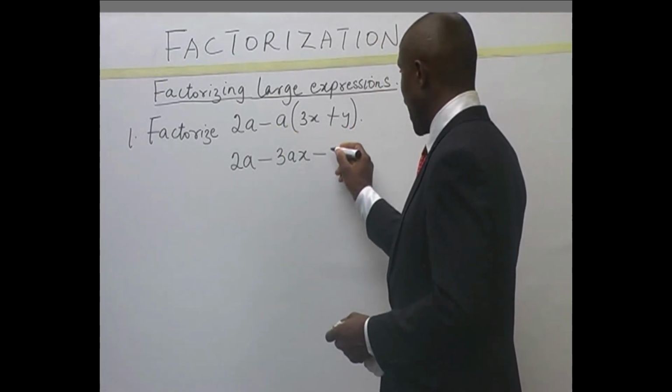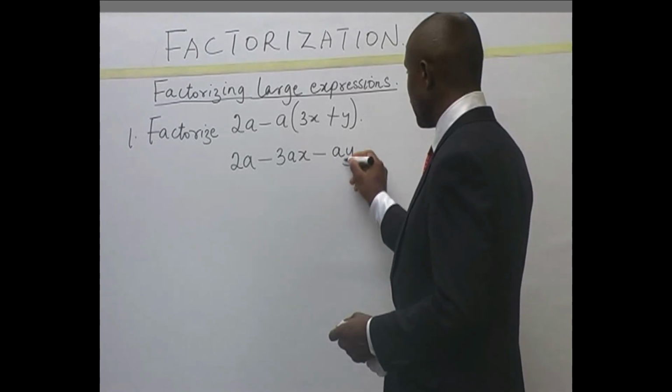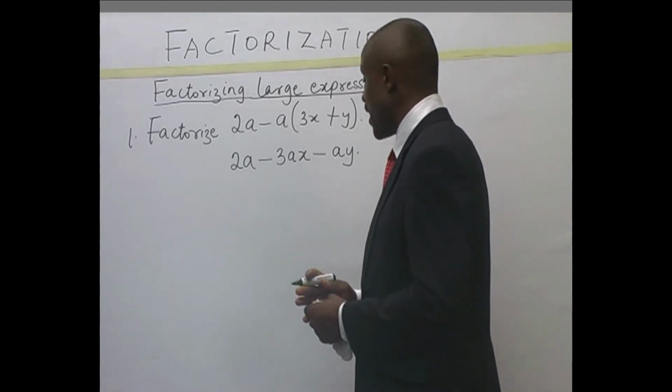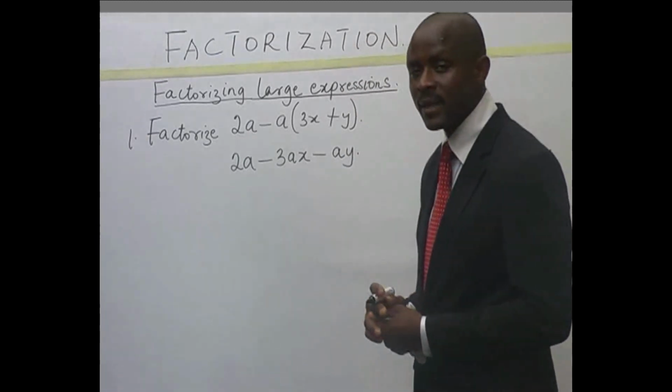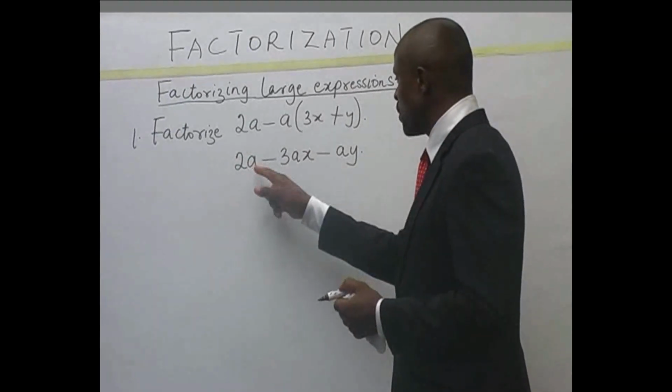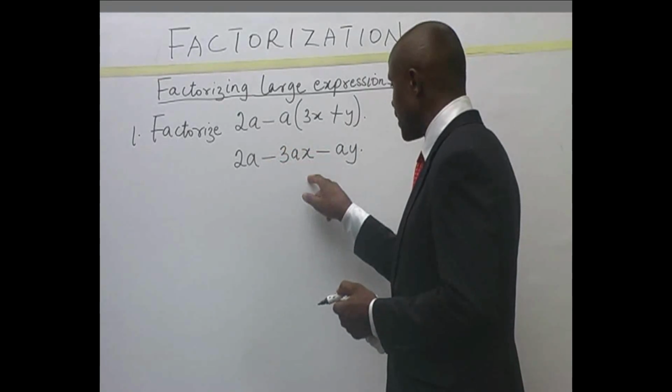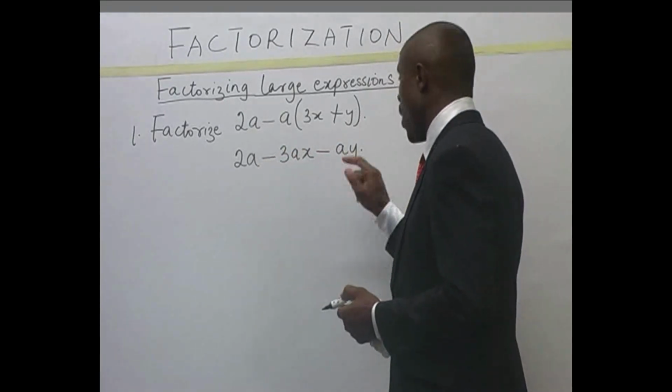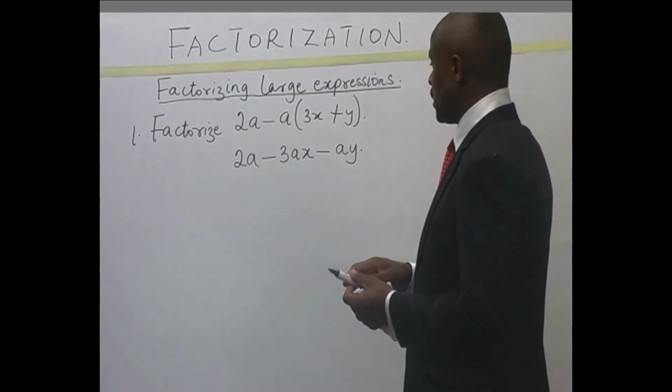Minus a times plus y will give you minus ay. I have a friend whose name is Ay. Ay, you're not the one I'm calling on. Now you have 2a minus 3ax minus ay.